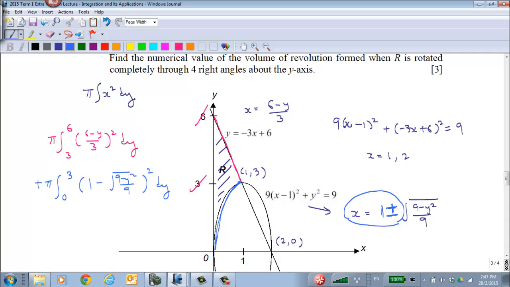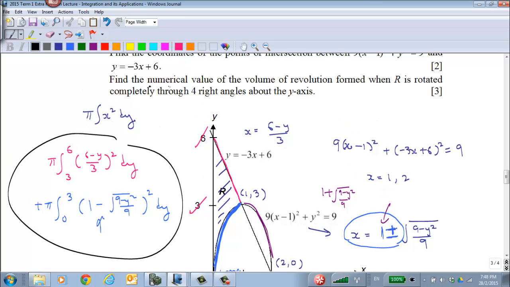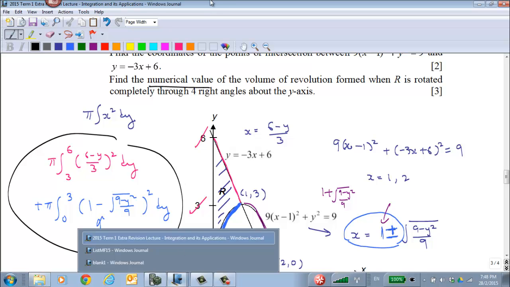So look at the part of the curve that you're using to create a volume. You can see that for this part of the curve here, the x value is really less than 1, and hence I know that I have to take the expression with the minus square root. Which means that if I take the plus, 1 plus square root of 9 minus y squared over 9, which part of the curve am I considering? I'm considering this part of the curve here. Okay, so once you have done with these two, take note of the question. It's numerical values, so you can just use your GC to solve, and you will get the answer as shown in the answer key.